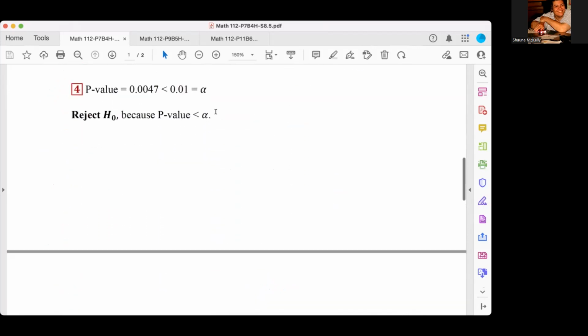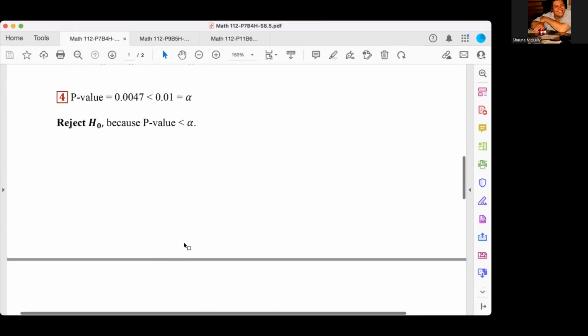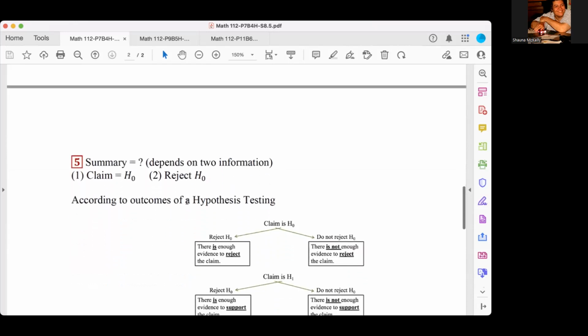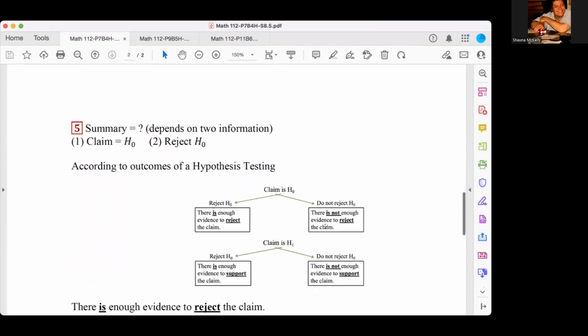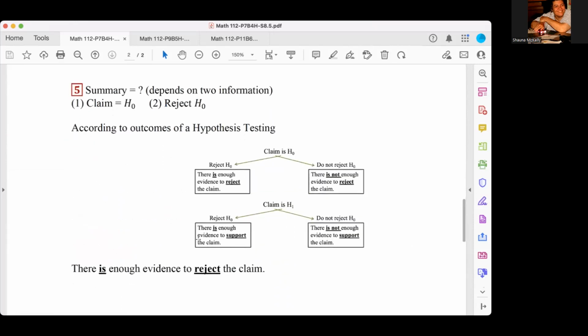So your claim was H0, and you rejected H0 in step 4. So I'm going to go to the outcome of hypothesis testing. Claim is H0, and you rejected H0. So you have to write this exact sentence: there is enough evidence to reject the claim. And here is my summary.